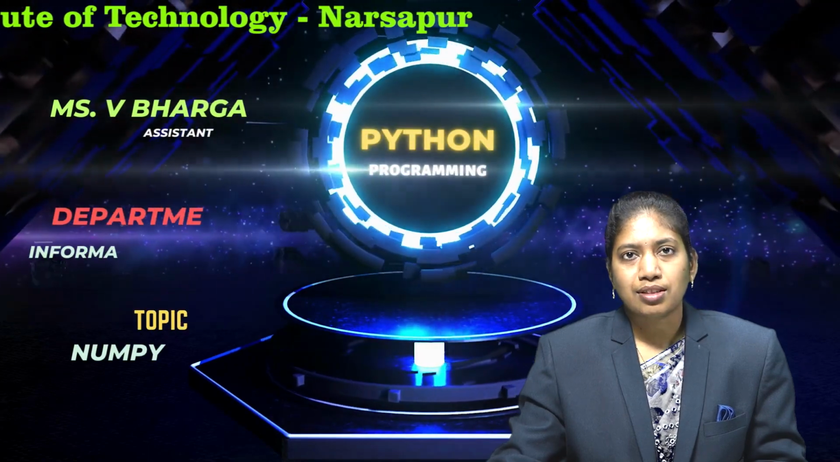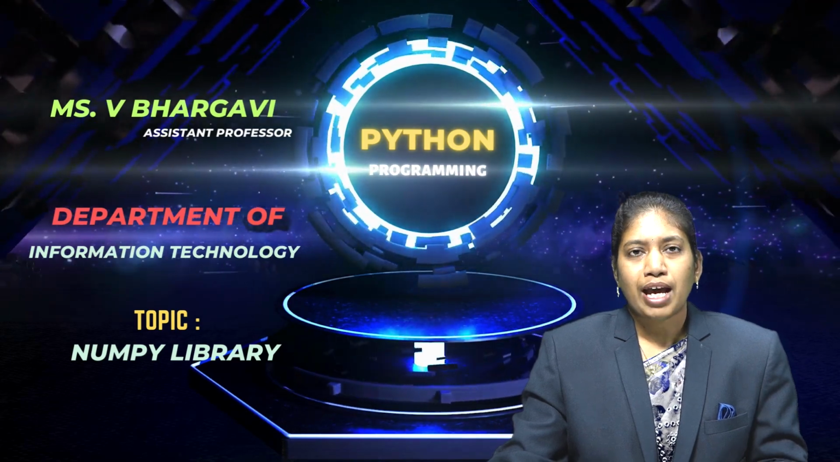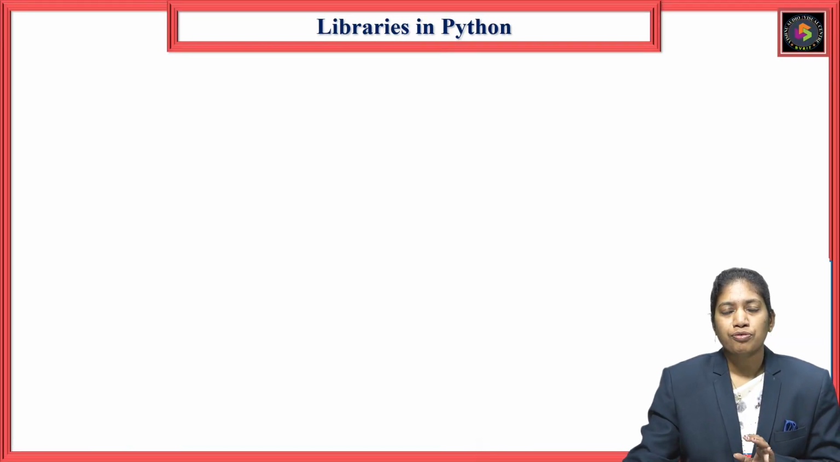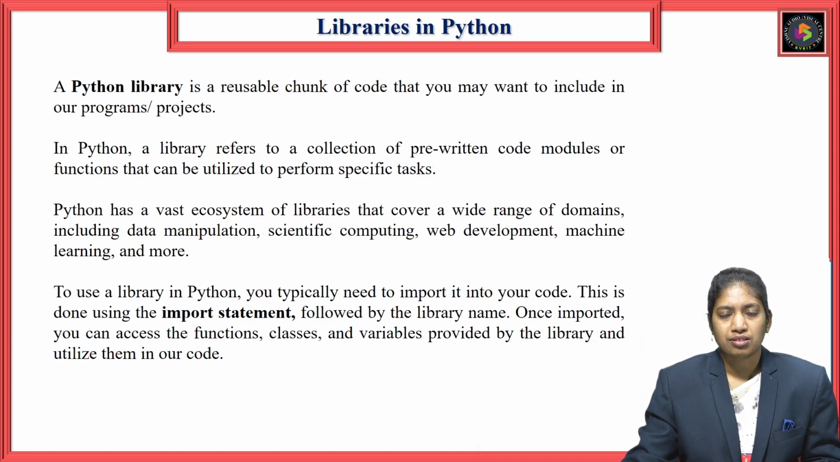So today I would like to discuss a topic on the NumPy library. Generally, what is a library? A library is just a chunk of pre-written code which can be used by the programmer in our projects. In our programs and projects, we can use pre-written modules and functions for a particular task. So a Python library is a reusable chunk of code that you may include in our projects. A library generally is a collection of modules and functions that can be utilized to perform a specific task.